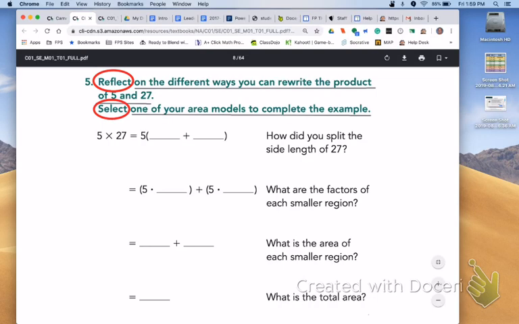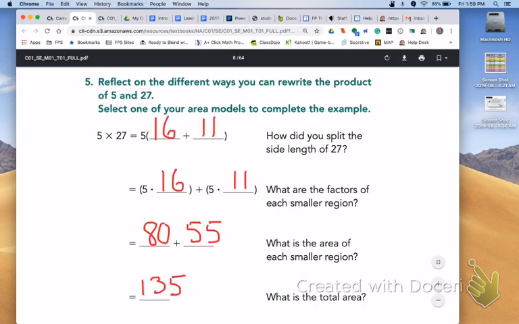Please answer number 5 with your group. Using my area model from the example above, 5 times the quantity of 16 plus 11, I split the side length of 27 into 16 plus 11. The factors in each of the smaller regions are 5 times 16 plus 5 times 11. 5 times 16 is going to give me 80. 5 times 11 is going to give me 55. The total area is 135 square units.